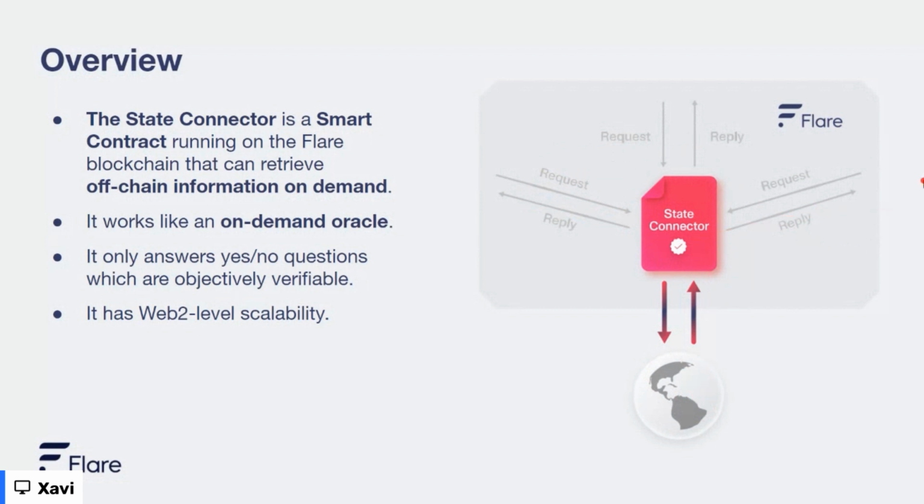It only answers yes, no questions which are objectively verifiable. That means that it can't answer any kind of question. It has to be objectively verifiable. And also, it does it very quickly. That means that it has a level of scalability that's comparable to Web 2. It's nothing like what we are used to seeing on Web 3.